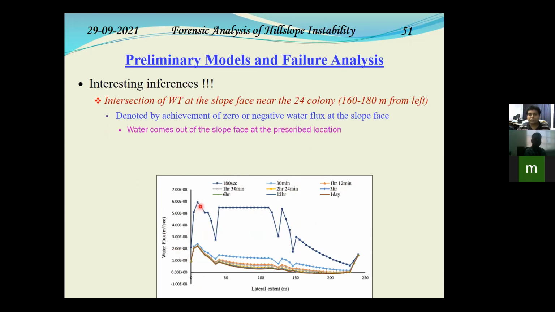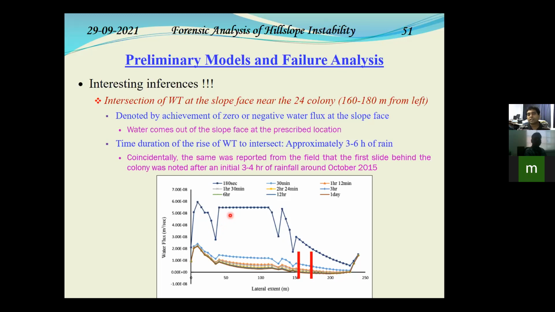And when the water flux is measured, this is the total flux which you are measuring. When this water flux, the additional water flux, comes down to zero, that means the water is seeping out from the surface. So when the achievement of a zero or negative flux at the slope face is recorded, that's when the water table intersects. And what we could figure out, so this is the location where the colony is placed, around 160 to 170 meter. And we could figure out that the lines representing 3 to 6 hours of rain are basically meeting the zero water flux level. That means after approximately 3 to 6 hours of rain, the model is indicating that the water table has risen and the seepage water started to come out from the surface.